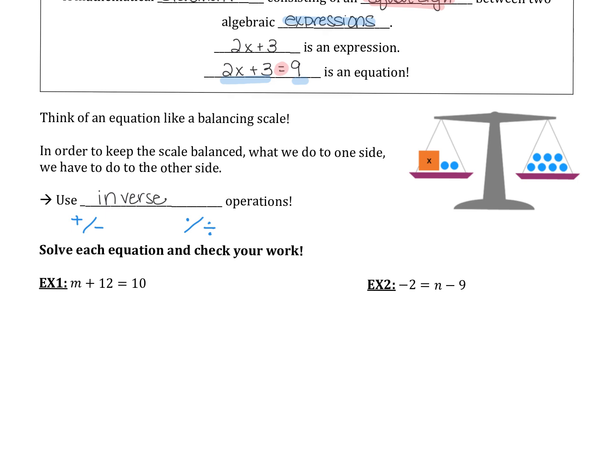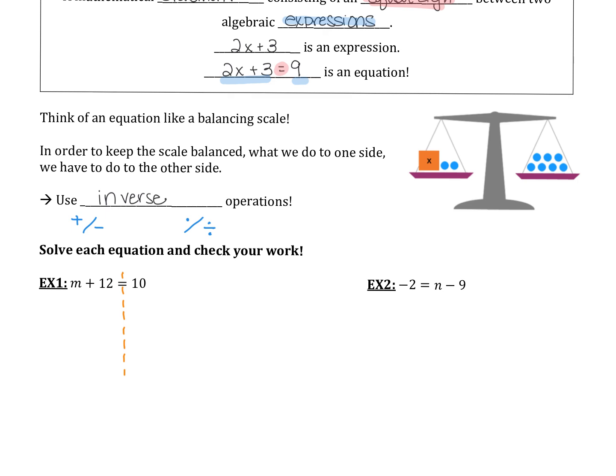My first equation says m plus 12 equals 10. This is one side of the scale. This is the other side of the scale. And if I want to keep them balanced, what I do to one side, I have to do to the other. Therefore, if you're a visual person and you like to be able to see what's happening very definitively, sometimes I have people that will draw a dotted line to remind themselves of the two sides of the scale. So what I'm going to do to one side, I need to do to the other.